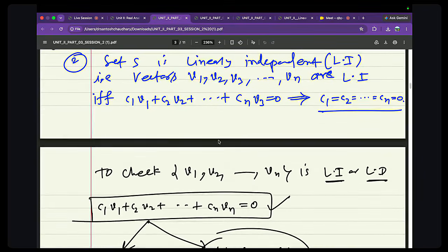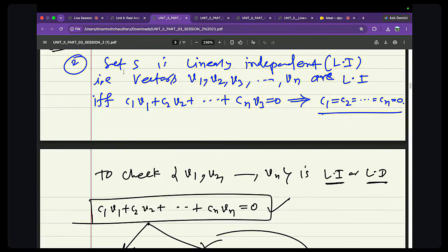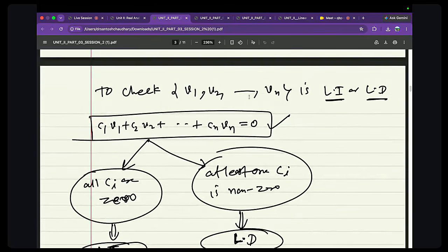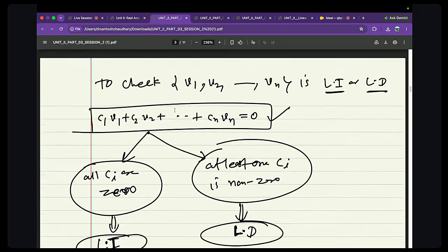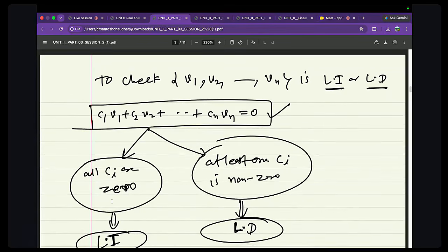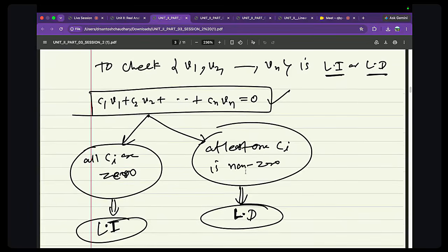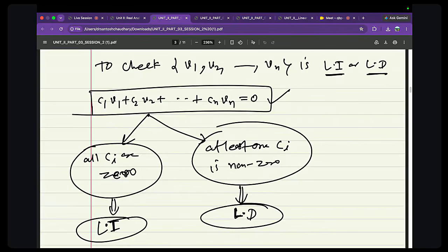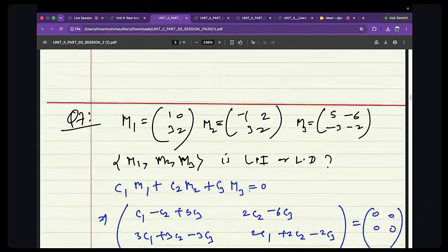You can check. Then second, a set S is linearly independent, or vectors v1, v2, ..., vn are linearly independent, if and only if c1v1 + c2v2 + ... + cnvn = 0 implies all ci must be 0. So you have to check whether a vector set is LI or LD. You just put the linear combination equal to 0 and check whether all ci's are 0 or at least one is non-zero. If all are 0, LI; if at least one is non-zero, LD. That is the way you can check.